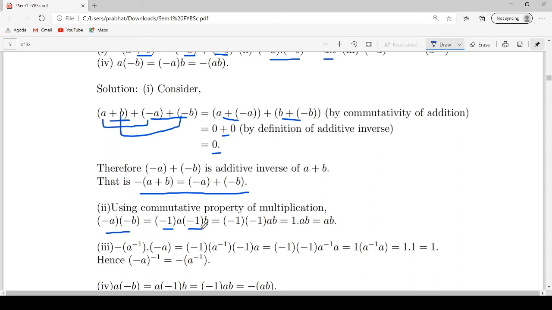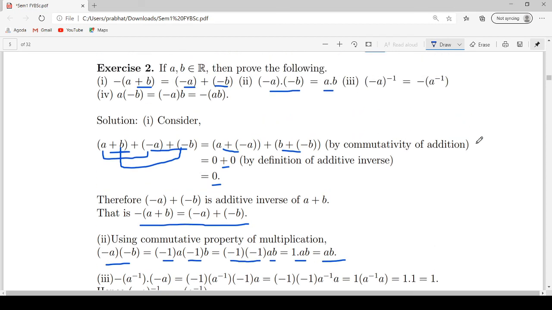Now by using the commutative property of multiplication, you can club this minus 1 and you can write it as minus 1 into minus 1 times A into B. But we have proved that minus 1 into minus 1 is equal to 1. So it is 1 into AB. And since 1 is multiplicative identity, you can say it is equal to AB. So you have proved minus A into minus B is same as A into B.